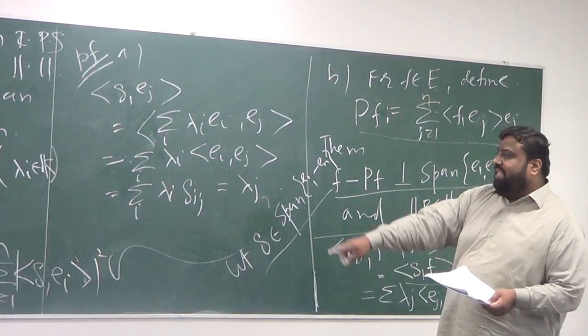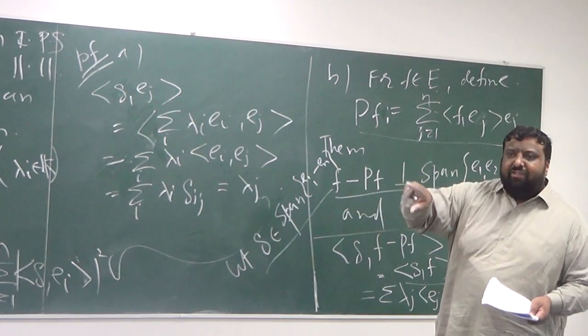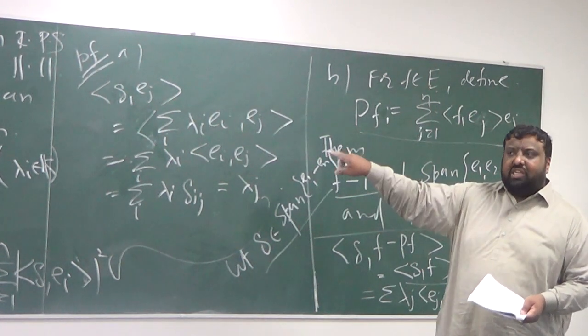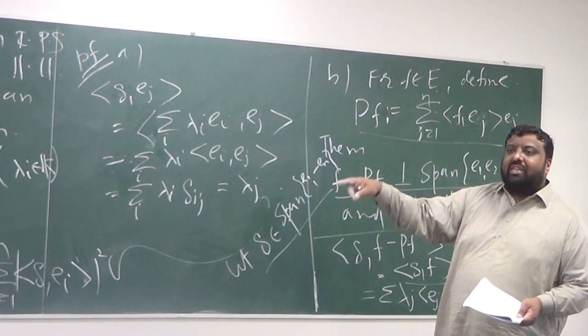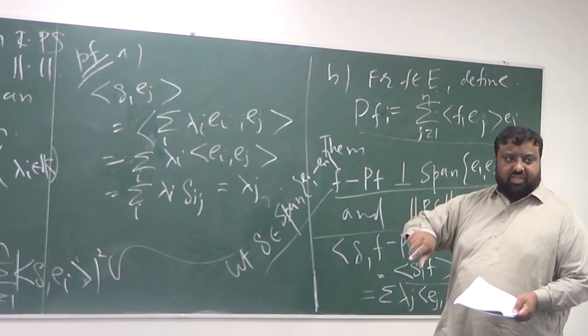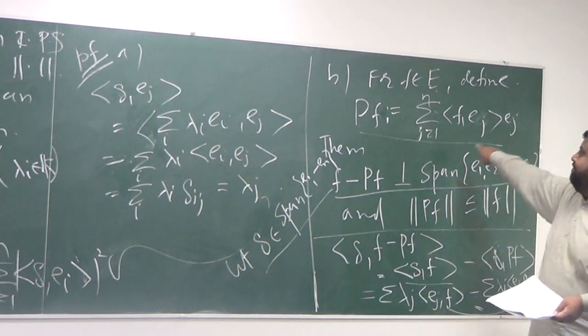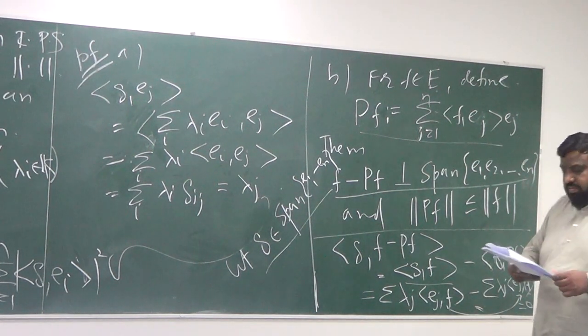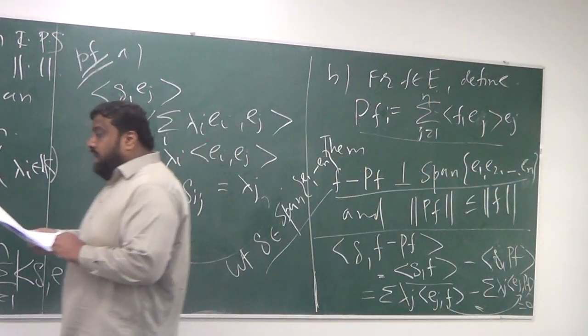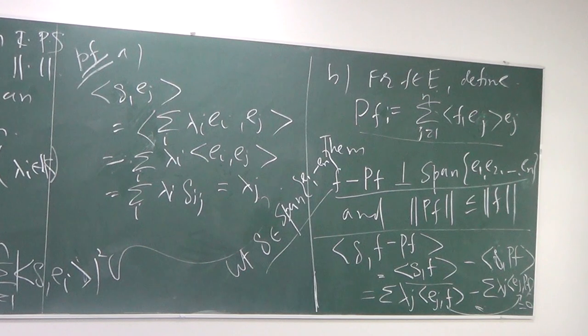My claim is that this first part is telling me that if I take any linear combination of this orthonormal system and take its inner product with Ej, I'm going to get the jth component in that linear combination. So what is the jth component in Pf? That is basically Fj. That's right. We'll tell you in a minute how beautiful this result is. Let's finish this up.